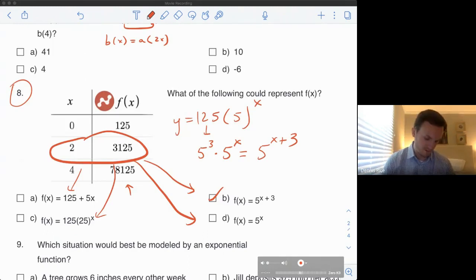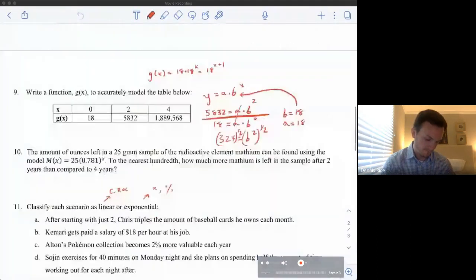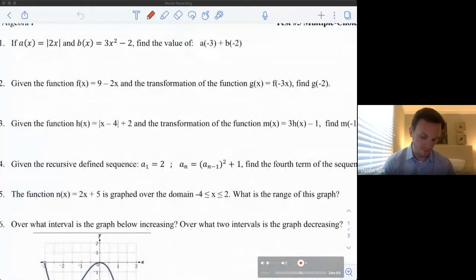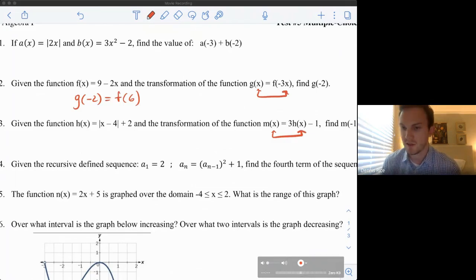Let's go back to the review sheet. So, yeah, number 2 is where you're changing an input. So if you want g of -2, you're actually going to find f of +6. Right? Look at the x values. Compare 2 and 3. That's why I put them right on top of each other. In number 3, the x value stays the same. In number 2, we have to change the input. So in number 2, we're plugging in a 6. And that's where we get 9 minus 12 or -3.